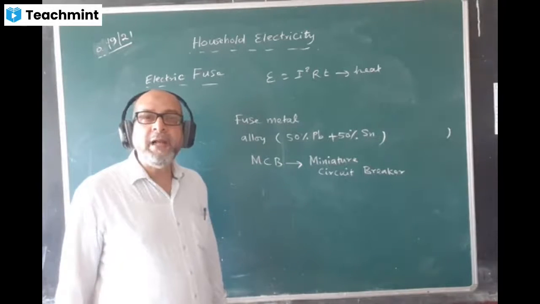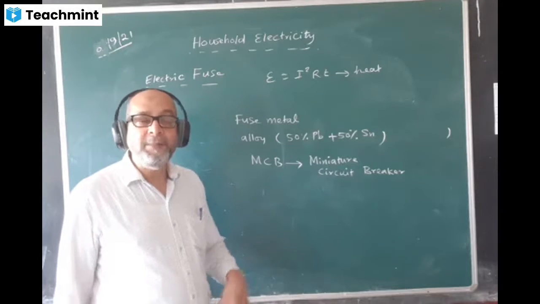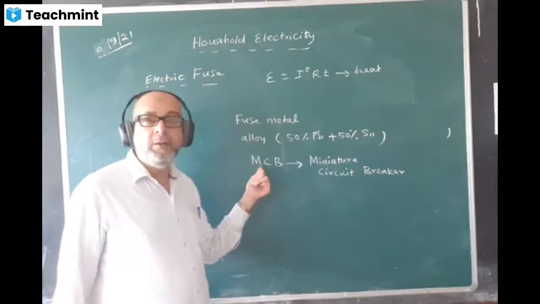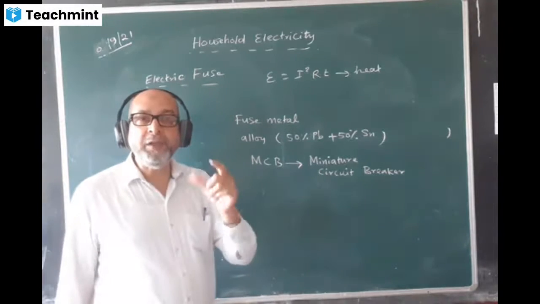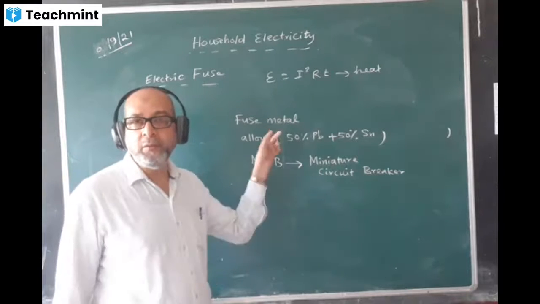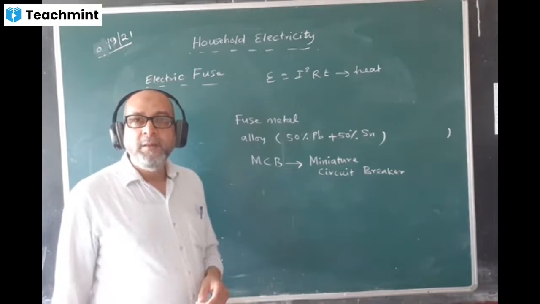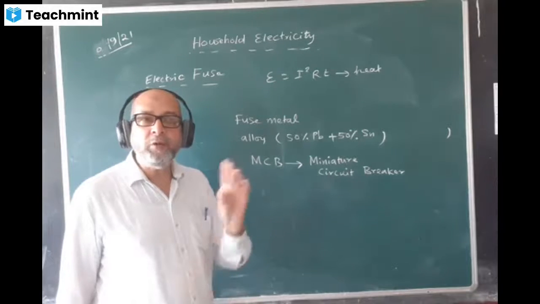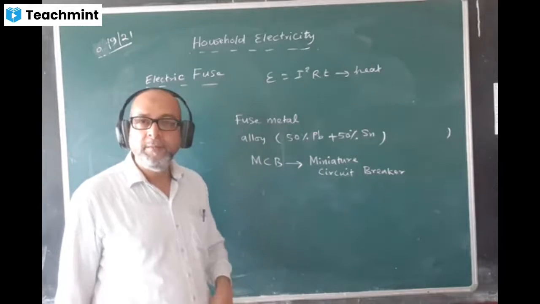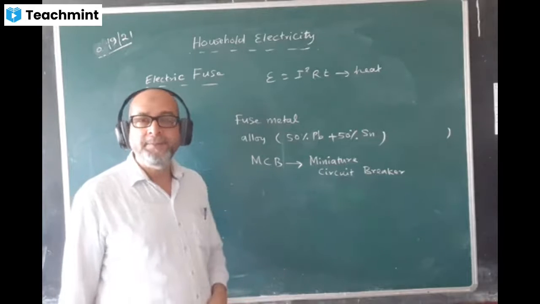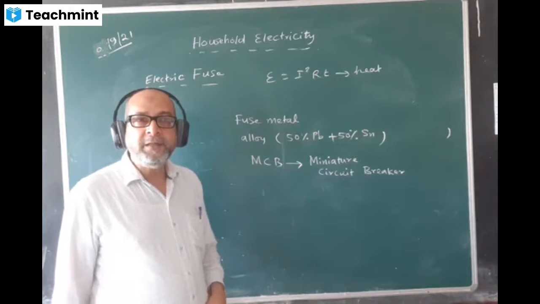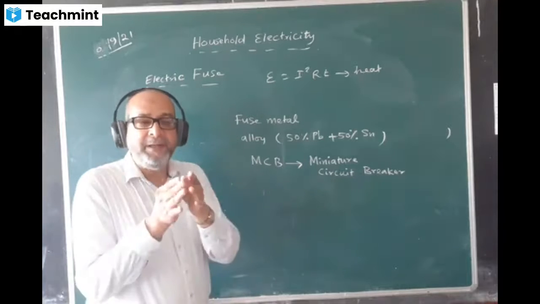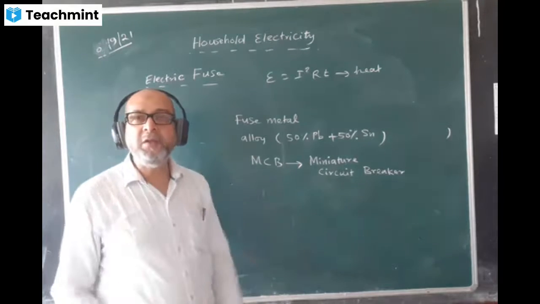But MCB has got advantages and also disadvantages in comparison to the fuse. The advantage is that its operation is much quicker, much faster than a fuse. Almost in no time it will work. It will disconnect. Break the circuit means not that it will break the wire, but it will create a gap between the two wires and the current will stop.